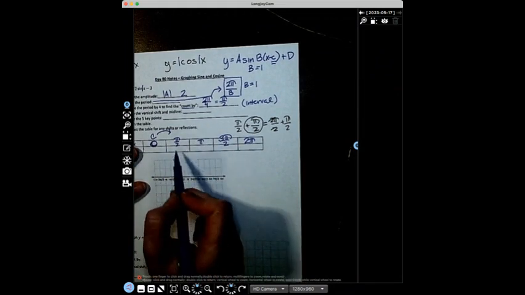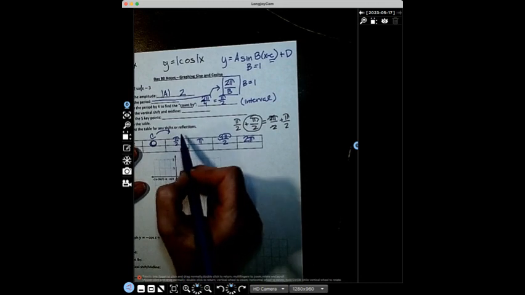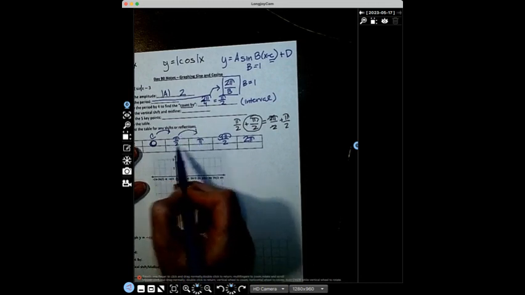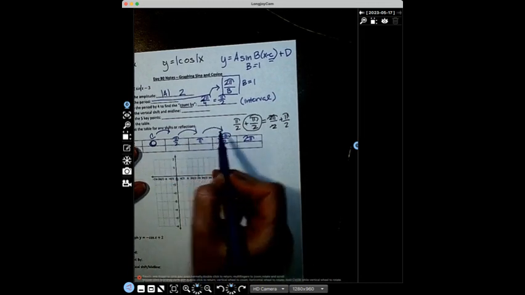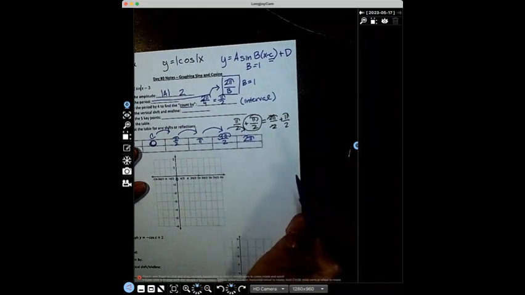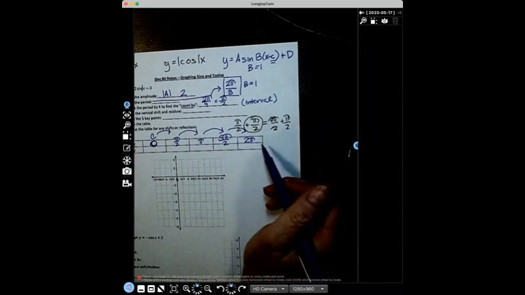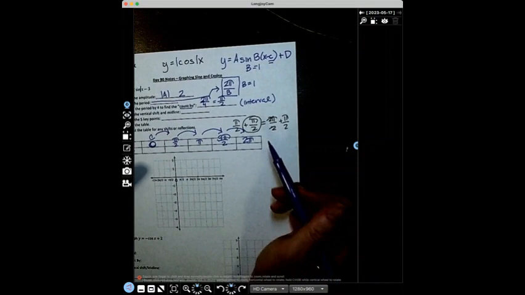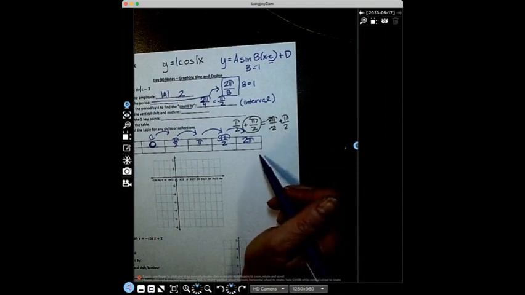So the way I start my table at C, I add the interval or the count by, and we keep adding pi over 2, and we keep adding pi over 2. Now we have our x values. How do we get our y values?